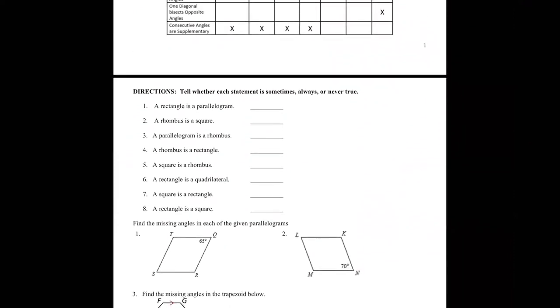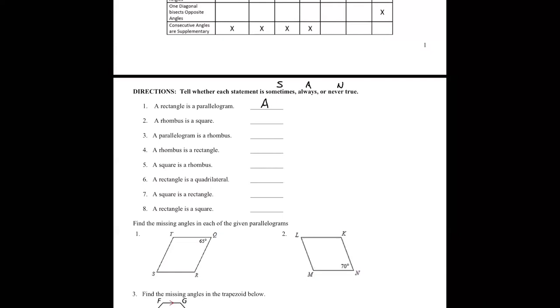Right? Some true false. Well, not really true false. It's sometimes, always, never. Okay, so we'll just go with S for sometimes, A for always, N for never. A rectangle is a parallelogram. Okay, so it's the logic of it. All right, so a rectangle. If I give you a rectangle and I call it a parallelogram, am I wrong? Well, a rectangle is a type of parallelogram, so I would be right to say that a rectangle is a parallelogram. So that would be always true.